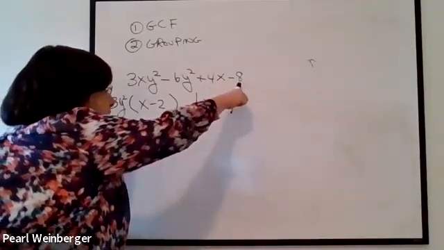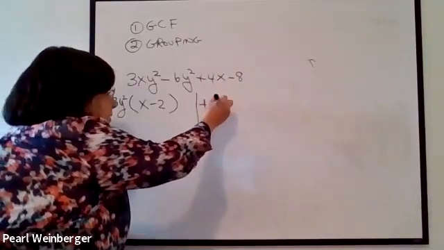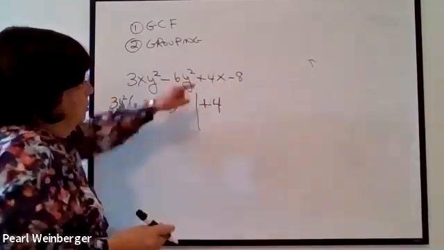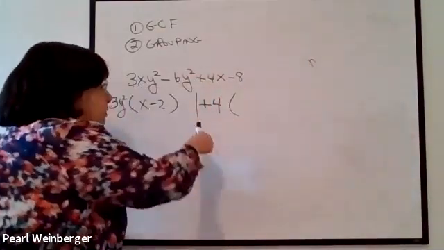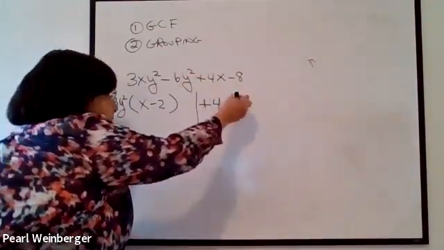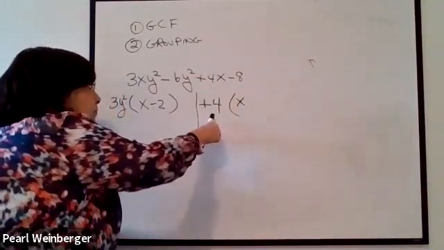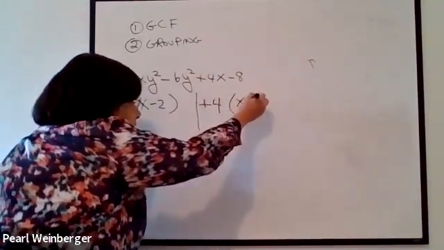And between 4x and negative 8, 4 is a common factor, because 4 goes into 4 and 4 goes into 8. And again, I put my parentheses. 4 into 4x gives me x, and 4 into negative 8 gives me negative 2.